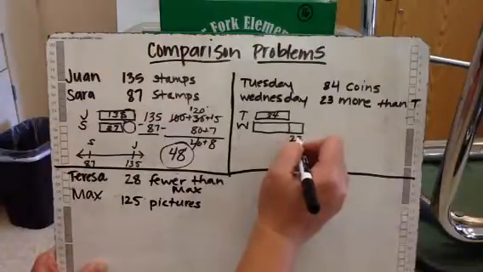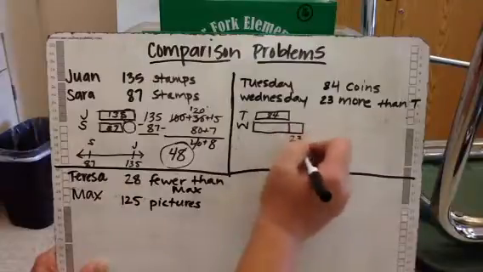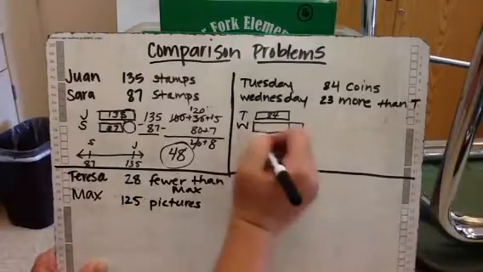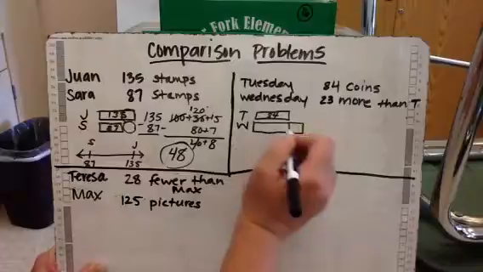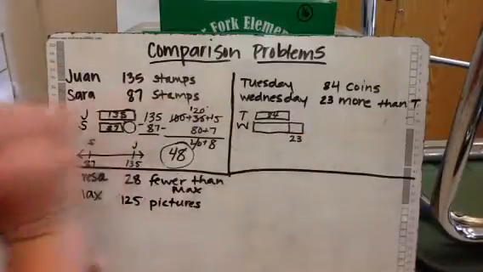This value is 23. It's important that I write that on the extra area, the more area. The bar is not 23. That's why I didn't write it in the bar. It's this extra piece that is 23.